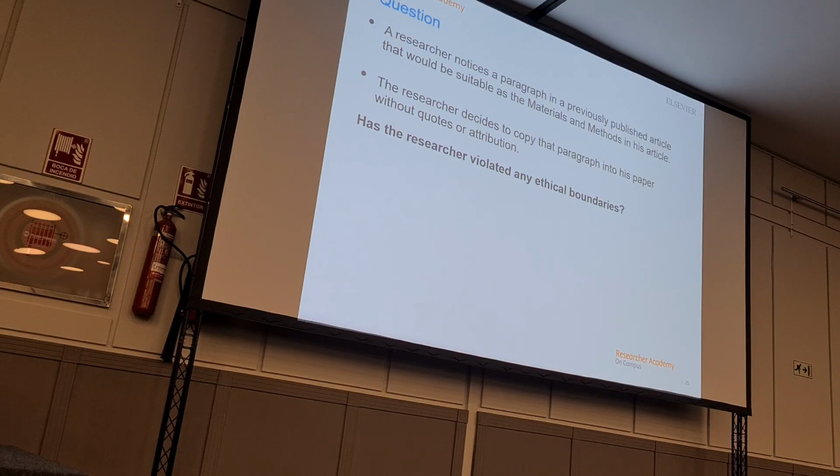So just a simple question. A lot of authors make a lot of mistakes on this issue. A researcher noticed a paragraph in a previously published article that would be suitable as the materials and methods in his article. So the researcher decided to copy that paragraph into his paper without quotes or attribution. So has the researcher violated any ethical boundaries? So do you think yes? Can you raise your hands? So everybody, yes, you're right.